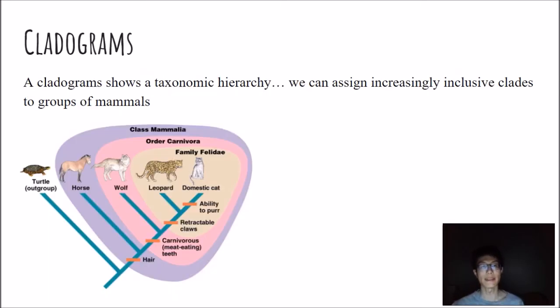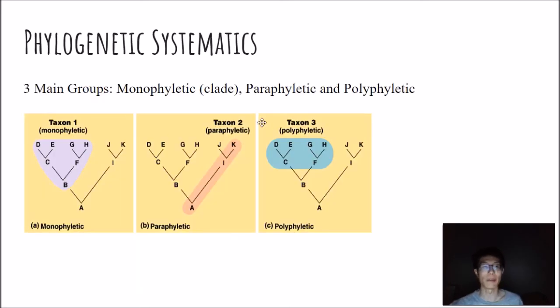And ultimately, what's really fascinating is we can create these cladograms, which show a taxonomic hierarchy, and we can assign increasingly inclusive clades to certain groups of mammals. So you start off with an outgroup over here, the turtles, and this entire class Mammalia over here, which includes all mammals, and we can start excluding and excluding and excluding based on what characteristics we decide to choose to eventually get to something extremely specific. And that is what a cladogram basically amounts to. So cladograms are cool and all, but ultimately at the end of the day, this is probably the most important concept, is looking at phylogenetic systematics and then being able to separate the different types of groups.